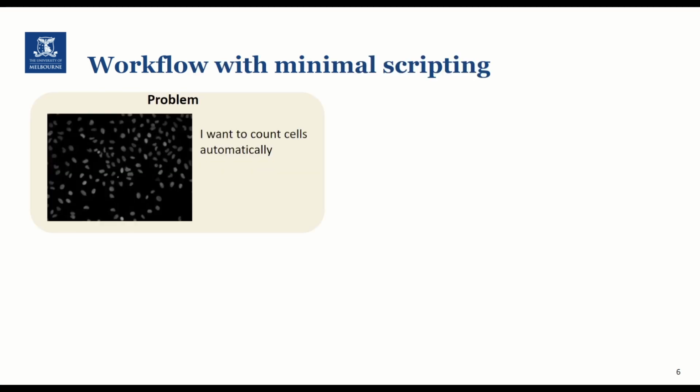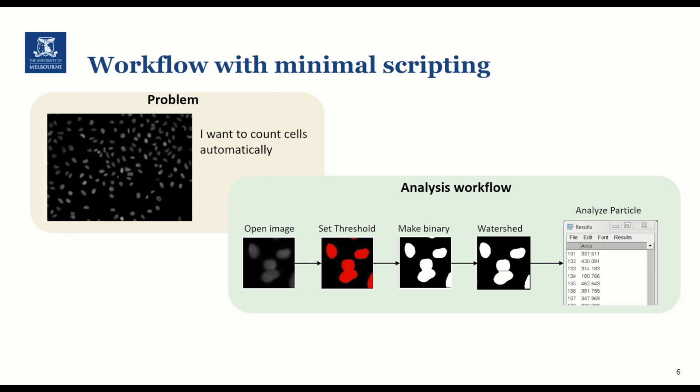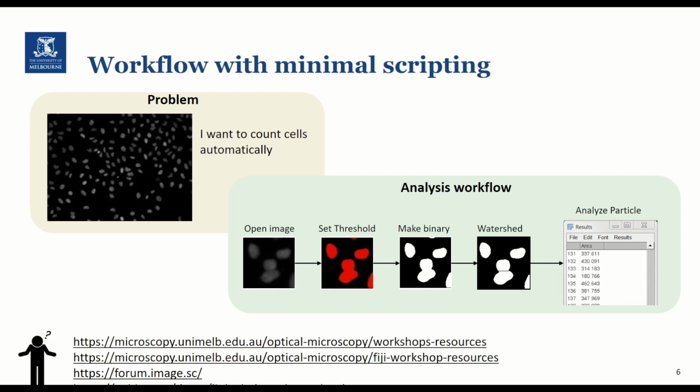Let's start with an example problem: this is my image and I want to count cells automatically. The first thing we need to do is to find out the optimal analysis workflow, something like this. And depending on your problem, this workflow will be very different. If your problem is a common topic, you will be able to adapt from example workflows covered in our other Fiji workshops, or you can also get more examples from these websites shown here. In this workshop, we will focus on automating any existing analysis workflow.